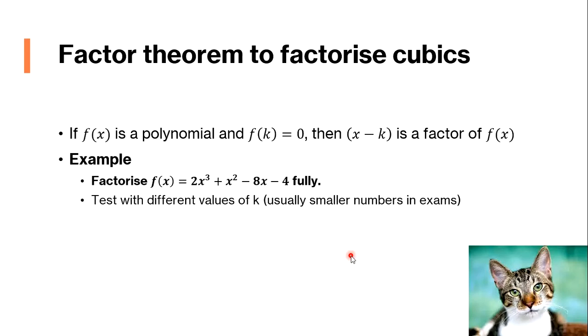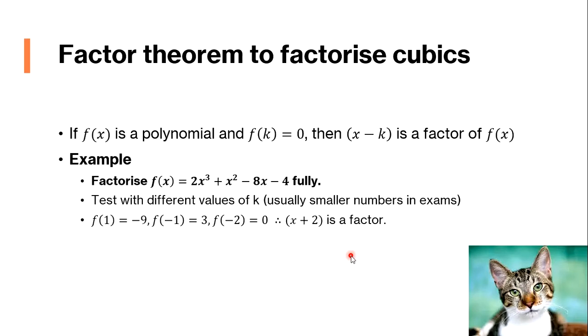Now, in exams, they normally use smaller numbers for this to make it easy. So, normally start counting up and down from 0. So, f of 1, in this case, 2 lots of minus 1 cubed plus minus 1 squared minus 8 lots of minus 1, 8 lots of 1. Sorry, I've just been saying minus 1 the entire time. Let's start again. 2 lots of 1 cubed plus 1 squared minus 8 lots of 1 minus 4 is equal to minus 9. So that's not where a factor is.